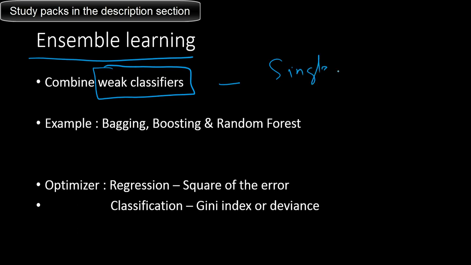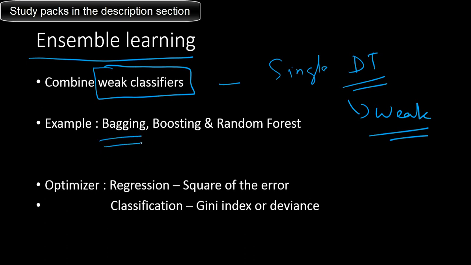A single decision tree is very weak, okay? So we need to combine them in order to make them stronger. And there are many ways of combining. One of the ways is bagging, the other one is boosting, and the third one is random forest. And that is the topic for this session, where we'll try to understand the idea behind a random forest.